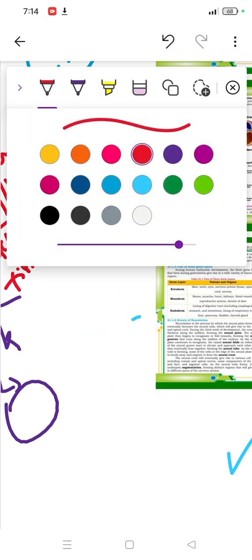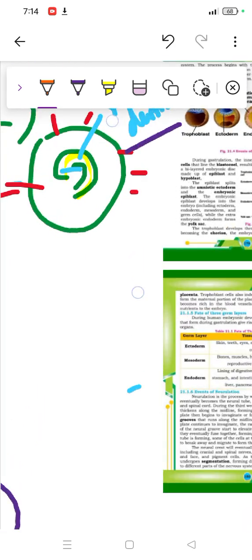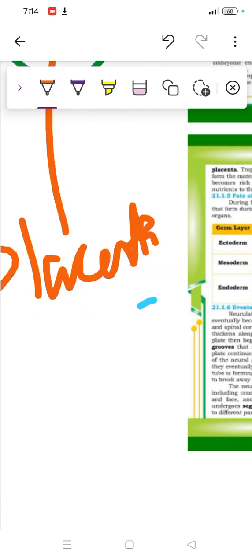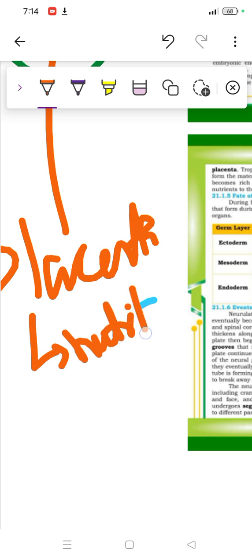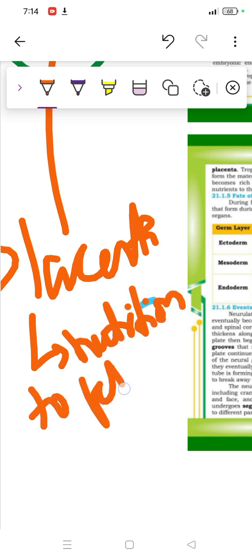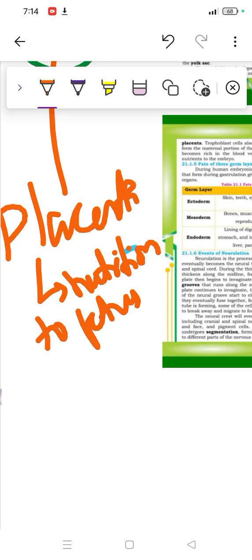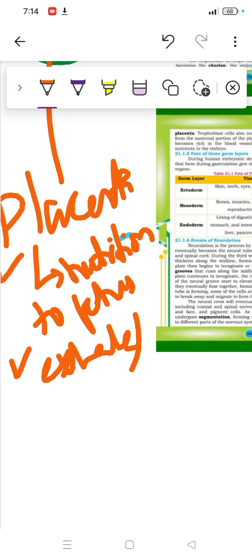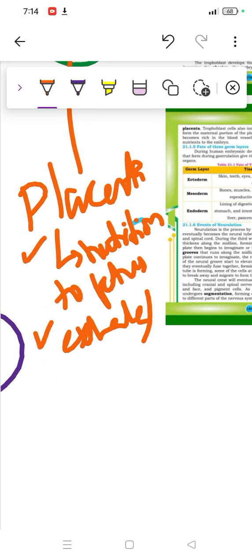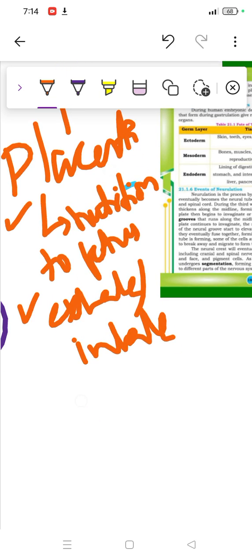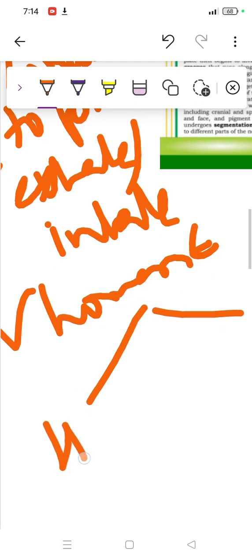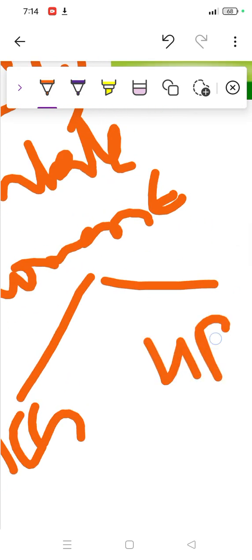Then let's go with orange color now. So here comes one more structure like this one. This structure is called the placenta, which is about providing nutrition to the fetus. And it has so many functions. It helps in exhaling and inhaling while the child is in the womb or the uterus. So exhale and inhale are also done by this placenta. Hormone release, hormones like hCG and hPL, are also secreted by this one.